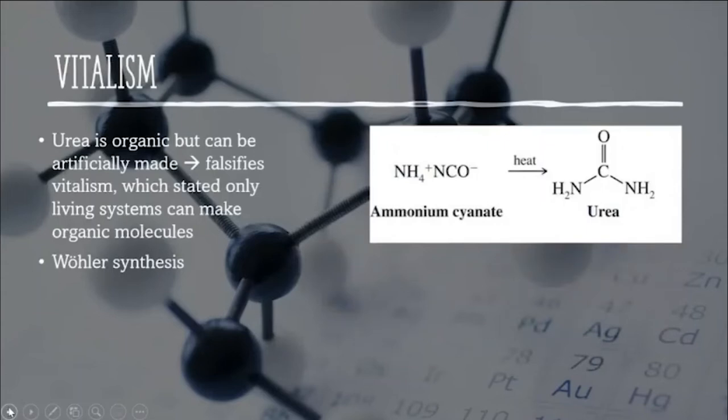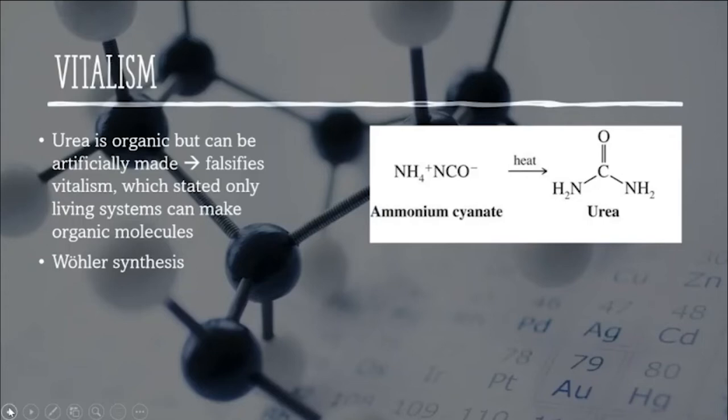Now, there's also another component important to understanding the curriculum. They want you to know that urea is a compound that is organic but can be artificially made. This is relevant because it falsifies vitalism.